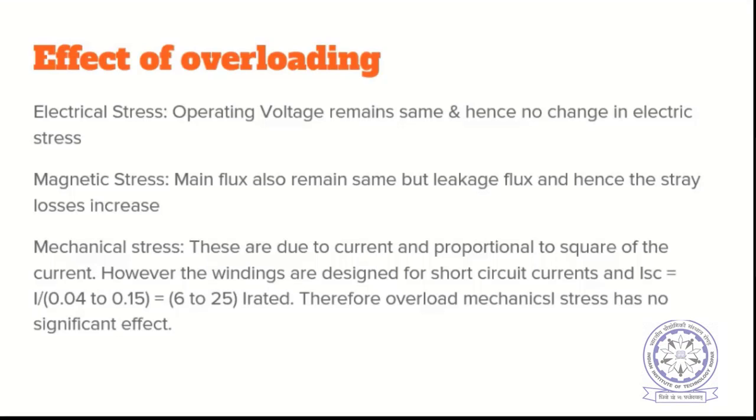Sir, due to increase of current, flux will increase. Due to increase in current, flux will increase the magnetic stress. That will increase the magnetic stress on the transformer. Is that correct in a transformer? Will flux increase with increasing current?